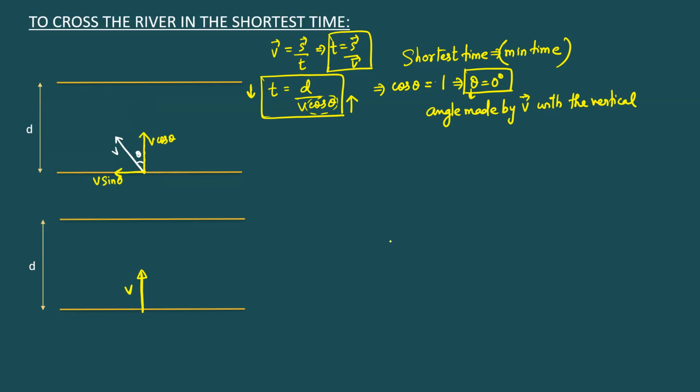This is the speed of the man with respect to the water stream, and water is also flowing in this direction. As we saw in the previous case, we will fix the direction of u. u is nothing but the speed of the water stream, which is flowing in this direction. So what will happen?